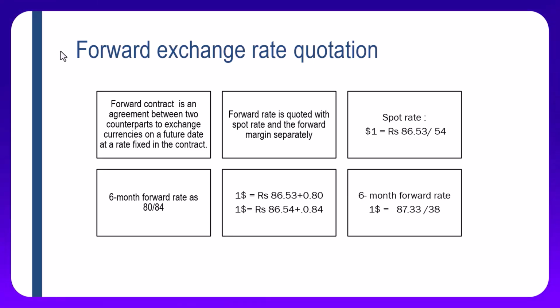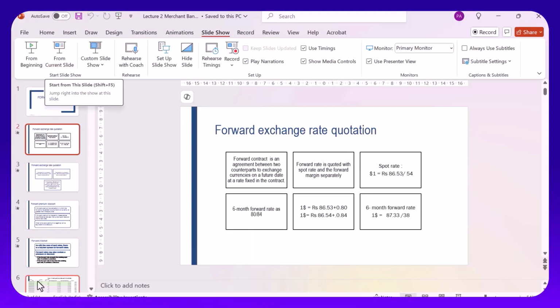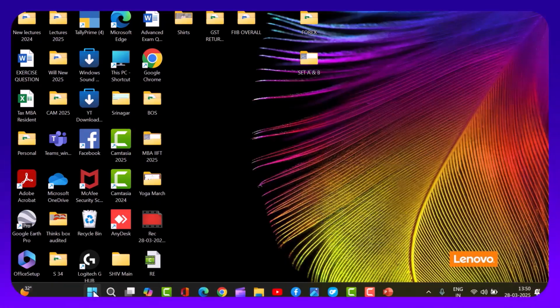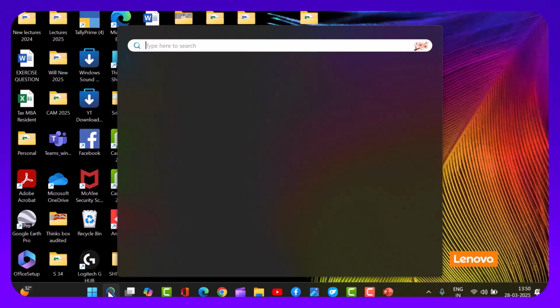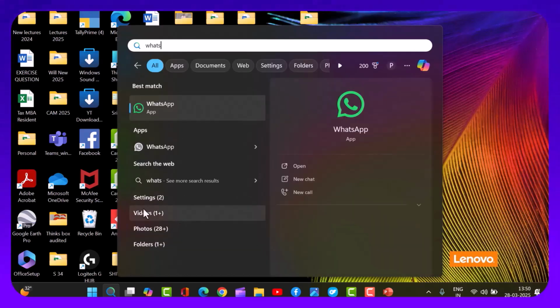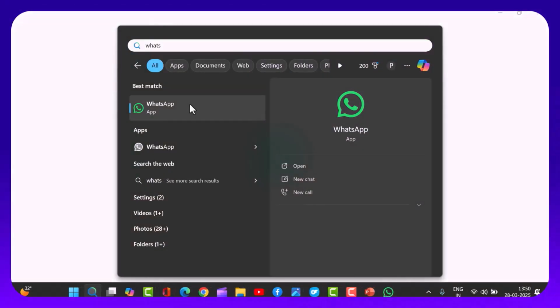So one is the buying rate, another is the selling rate. The first rate, 86.53, is the rate at which the dealer buys. If I want to buy, the rate will be 86.54 as a customer, and 86.53 will be my selling rate. If I have dollars and I want to surrender them and convert them into Indian rupees, it will be 86.53. But if I want to buy dollars, I have to pay a higher price. So the first is called the bid and the second is called the ask. Bid is the buying price of the dealer and ask is the selling price of the dealer.